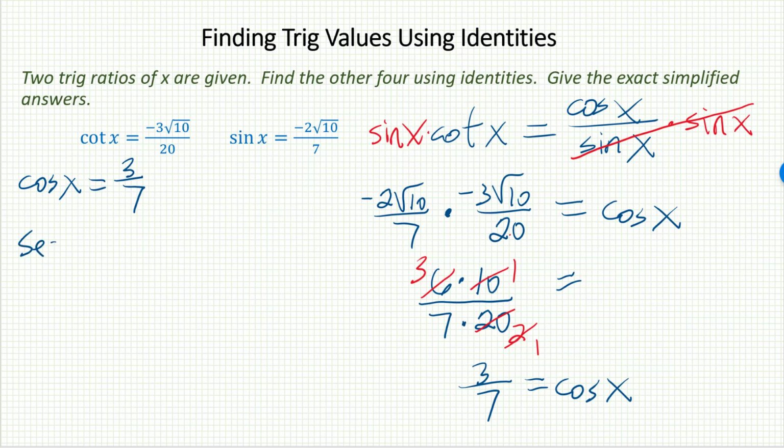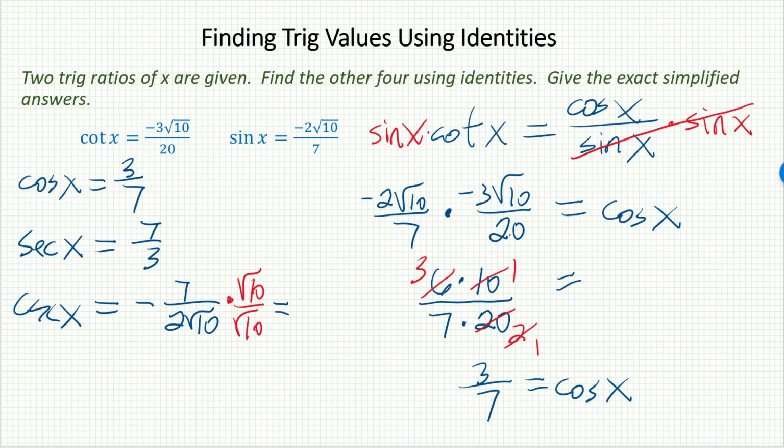Of course, once I have that, the rest of them are just simple reciprocal relationships. Secant x would be 7 over 3. Cosecant x would be the reciprocal of sine, so 7 over 2 root 10 with the negative. Let's see, I'll rationalize the denominator for a final answer of negative 7 square root of 10 over, let's see, 2 times 10 would be 20. 7 and 20 don't reduce, so there would be that final answer.